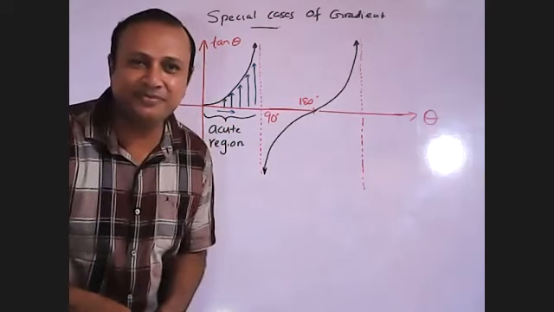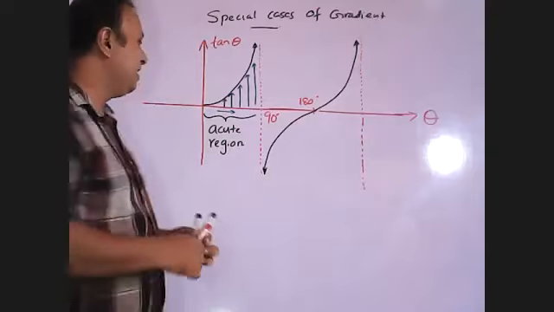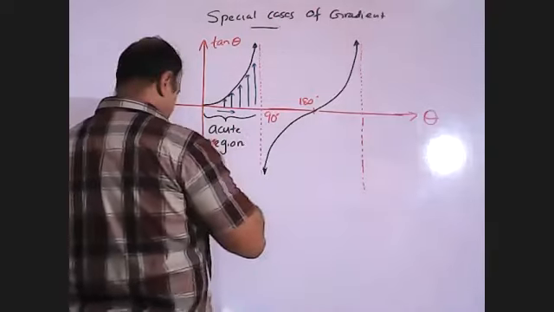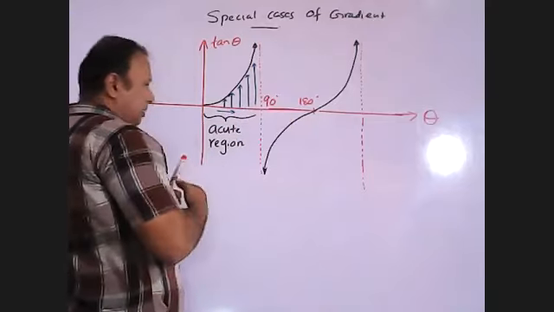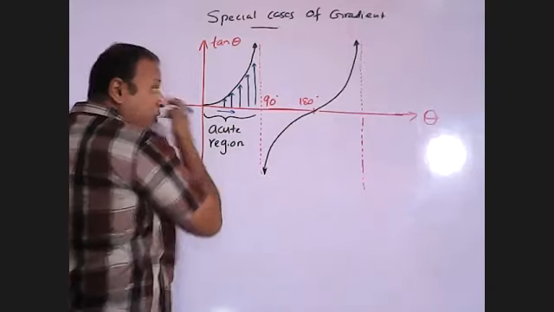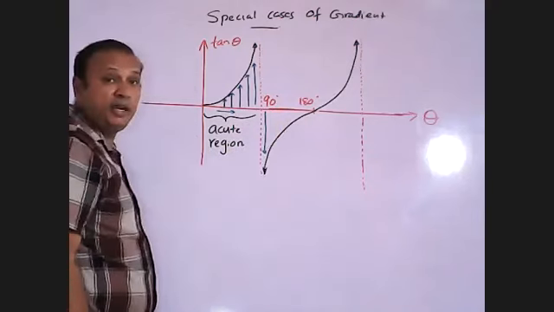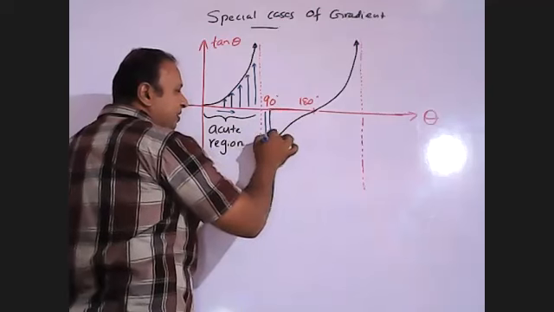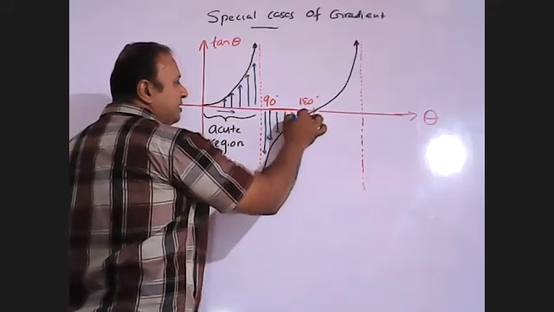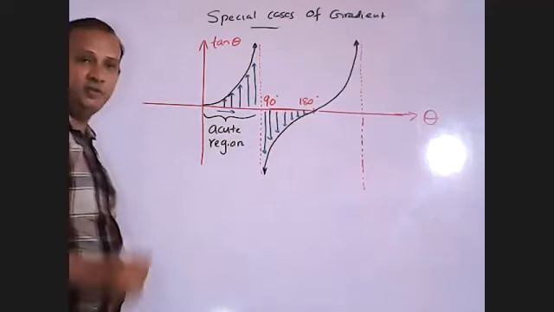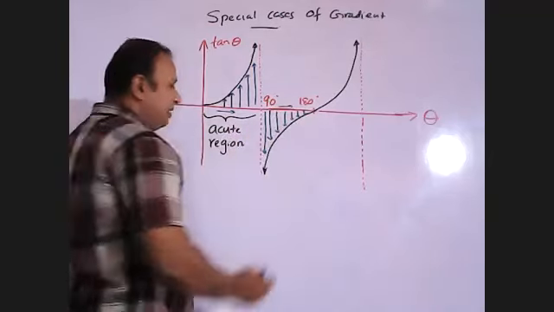Therefore, look at this one. In the obtuse region, initially it was minus infinity. If theta increases, the tan value also increases up to 0. Therefore, when theta increases, the tan value also increases. This is the obtuse region.